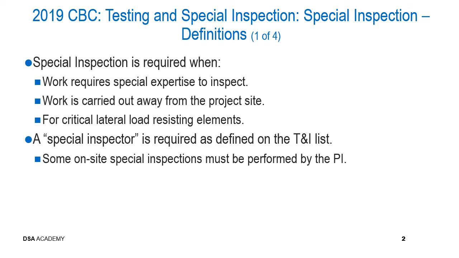A special inspector is required as defined on the T&I list, the 103 form that we went over in a previous section. And also note that there are sometimes on-site special inspections that are going to be performed by the project inspector. So special inspection and a special inspector are sometimes two different things. There may be many cases when the project inspector may be required to perform the special inspection.